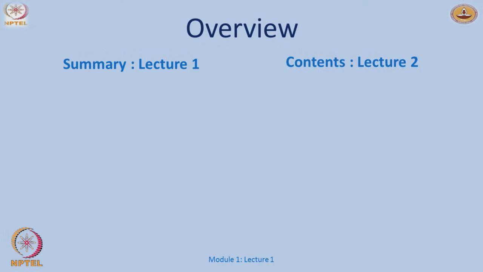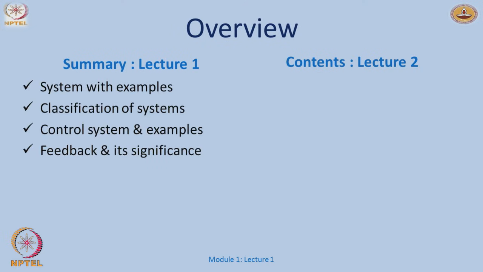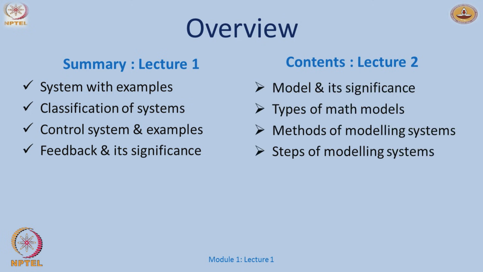Okay. So, what we have done so far? We have looked at classification of systems which would be important from the control point of view. We have looked at a very basic notion of feedback and its significance, right. So, what will we do in the coming lecture? We will look at how to build models and the significance of models, types of mathematical models, and what are the steps involved in modeling of systems. So, we will do that in the second lecture.